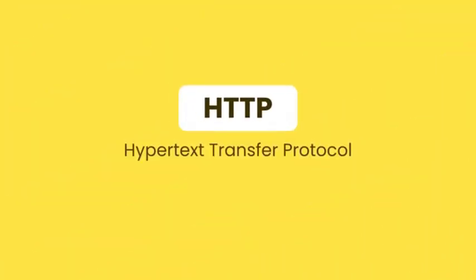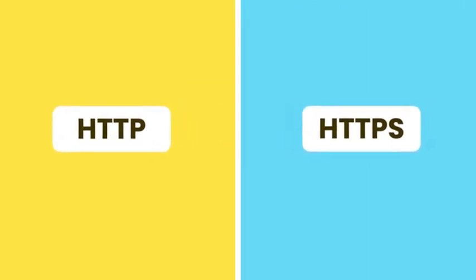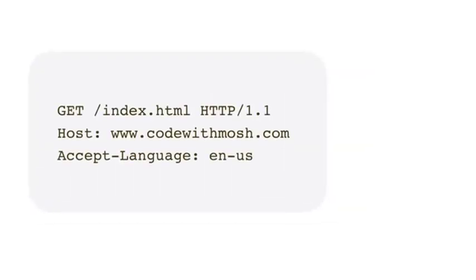In simple terms, HTTP is a language that clients and servers use to talk to each other. It's not a programming language, it's just a plain textual language for communicating over the internet. We also have HTTPS, which is HTTP with encryption. So the messages exchanged between the client and the server are encrypted. Here's a simplified example of an HTTP message.